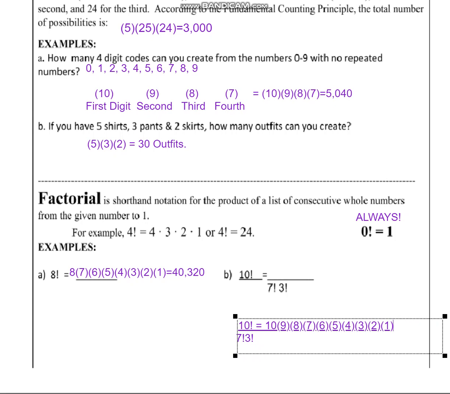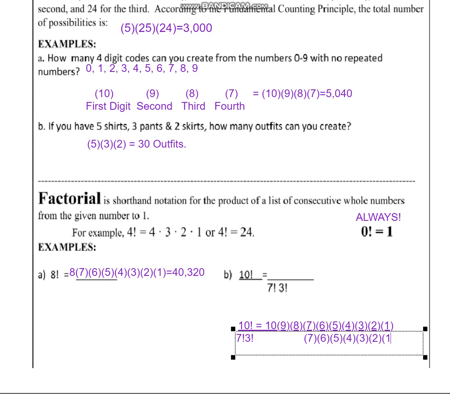Okay? And then down here, if I were to expand that out, I'm going to line it up because I know what's going to work here. I'm going to have 7 factorial, 7 times 6 times 5 times 4 times 3 times 2 times 1. And then my 3 factorial, and we're just going to throw it over here on the side, would be 3 times.